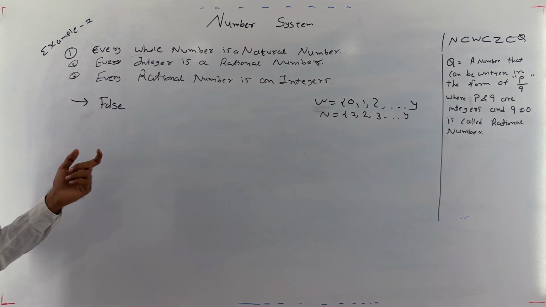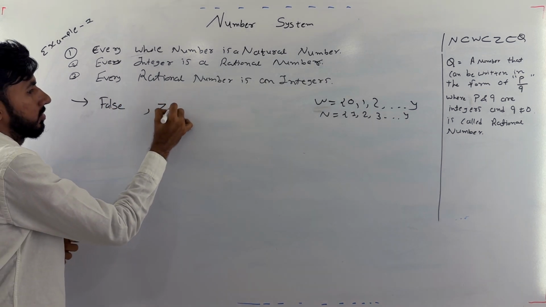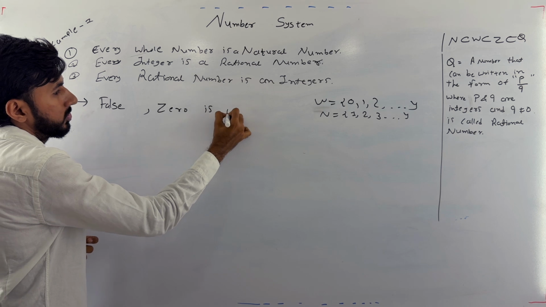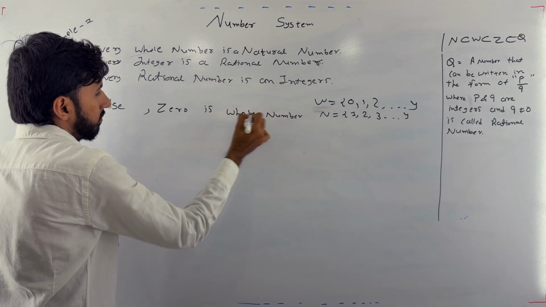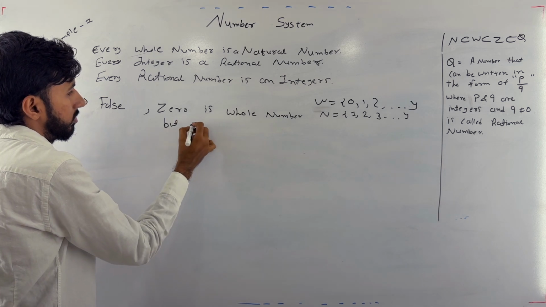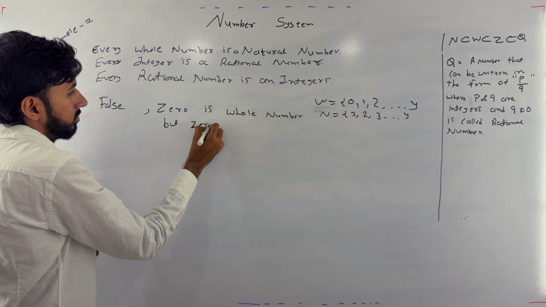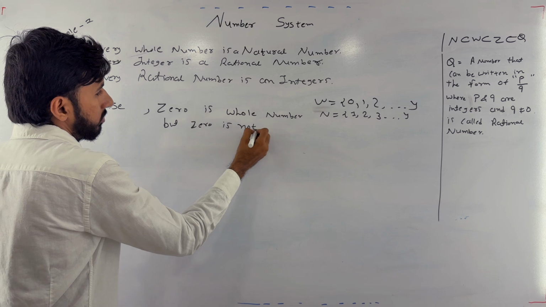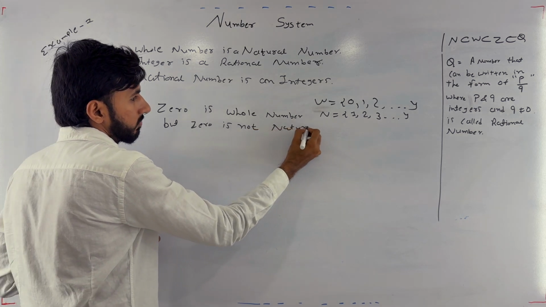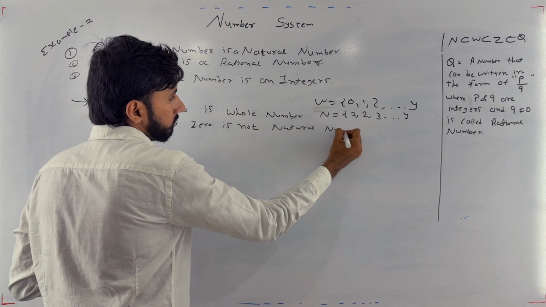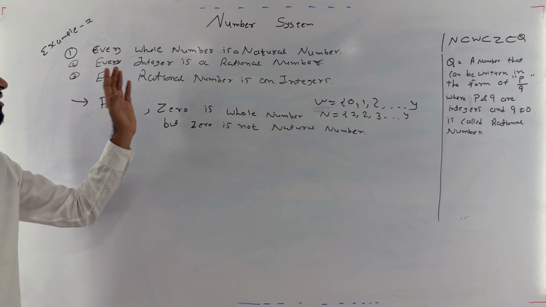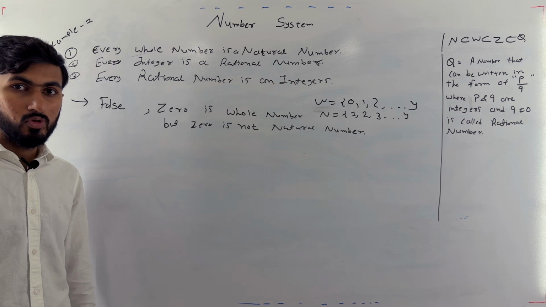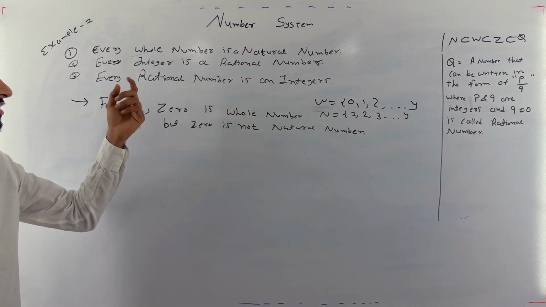And why is it false? Because 0 is a whole number, but 0 is not a natural number, right? If you have remembered all the notation for different types of numbers, then the question will be very easy.